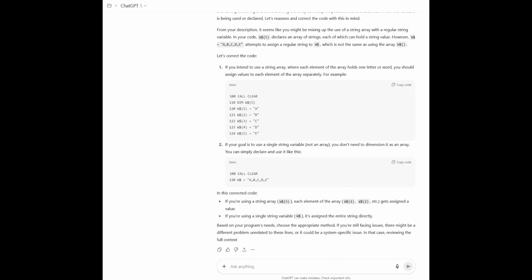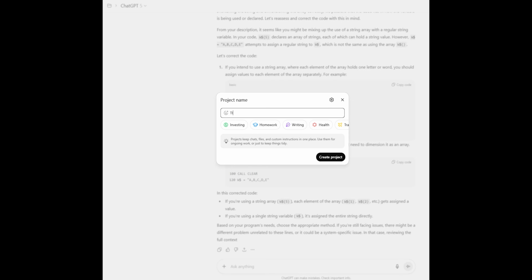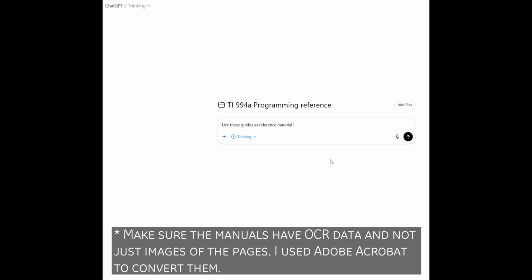So last week I got an idea. I tried something new with ChatGPT 5. I created a dedicated TI-99/4A project, and I moved my Hangman chat into that project. But here's the real magic. I uploaded the TI BASIC and the Extended BASIC PDF manuals and told ChatGPT, read these and use them for a reference. From that point on, it started speaking fluent TI BASIC.